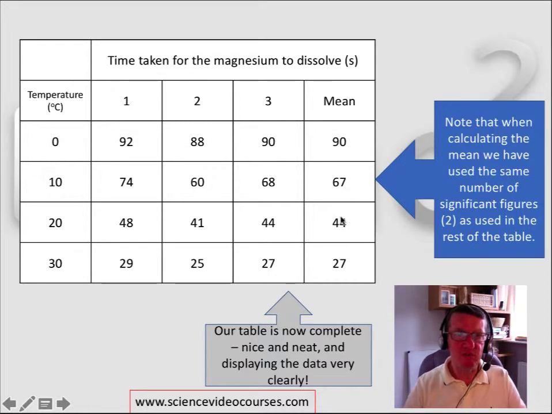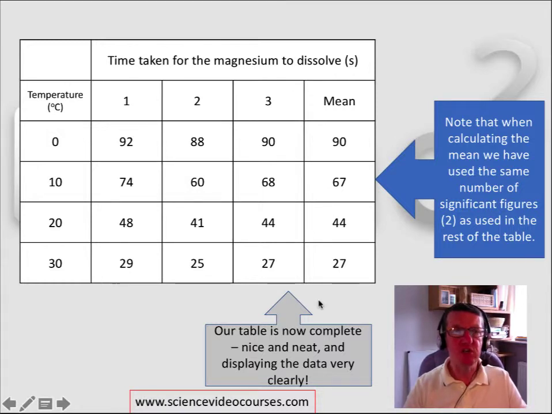90, 67, 44, 27. Now notice that when calculating the mean, use the same number of significant figures as there was in the rest of the table. So 92, 2 significant figures, 74 and so on. So mean 90, 2 significant figures. 67, 2 significant figures. This may have been, when you calculate the mean, 66.8523. You cannot claim that level of accuracy based on what's in the table. So stick to the same number of significant figures as used in the rest of the table, and you'll find you've got a nice neat table displaying data very clearly.